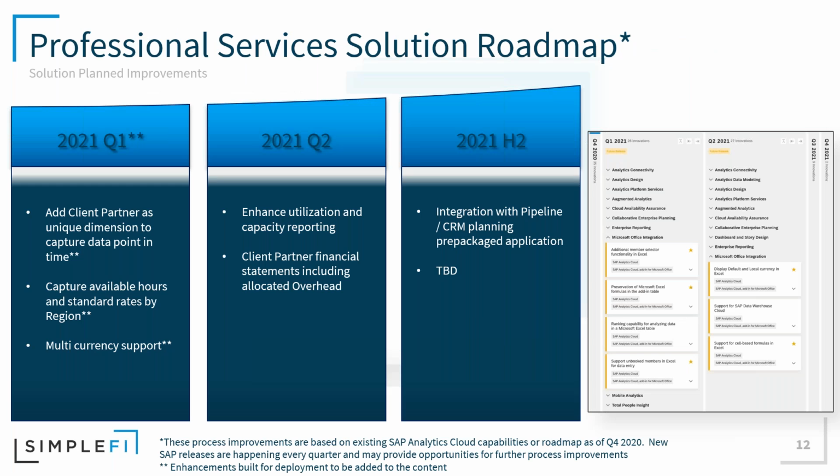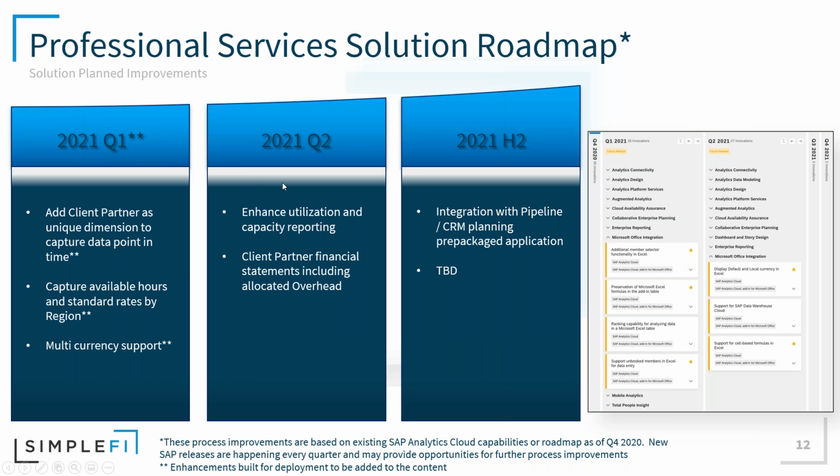And then this speaks to that roadmap. I'll show you our application today. There's a number of planned updates that we're making that you can leverage. Some of them we've already implemented at clients, from adding client partner information, capturing available hours by region, like I talked about, multi-currency support. So those are things that we have done and you can leverage. But we also want to go back and build it into our starter kit, our model here.